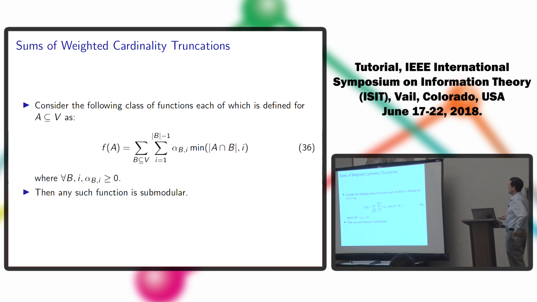sums of weighted cardinality truncations. And the valuation of A comes by summing over all subsets of B and then over all sizes between 1 and 1 less than the size of the current outer summation index. And you have some weight, which is non-negative, and you're taking the truncated version of this cardinality. So you're saying what's the intersection between A and this element B, and then truncating it at I, and then weighting that thing. So any such function is also submodular.